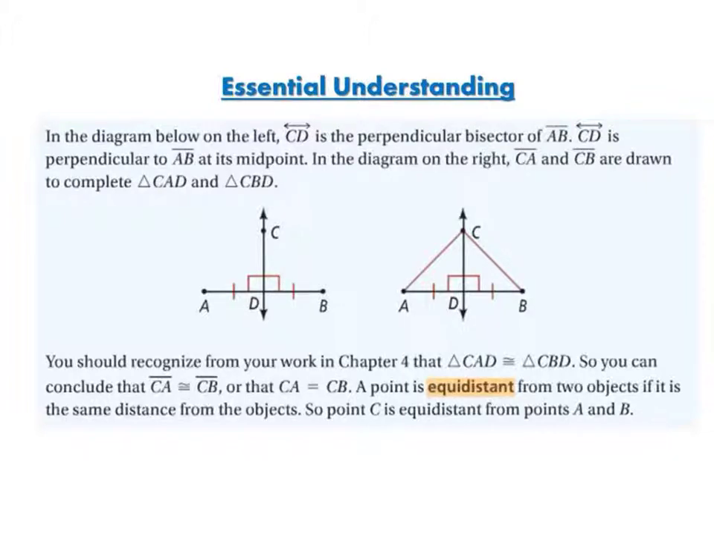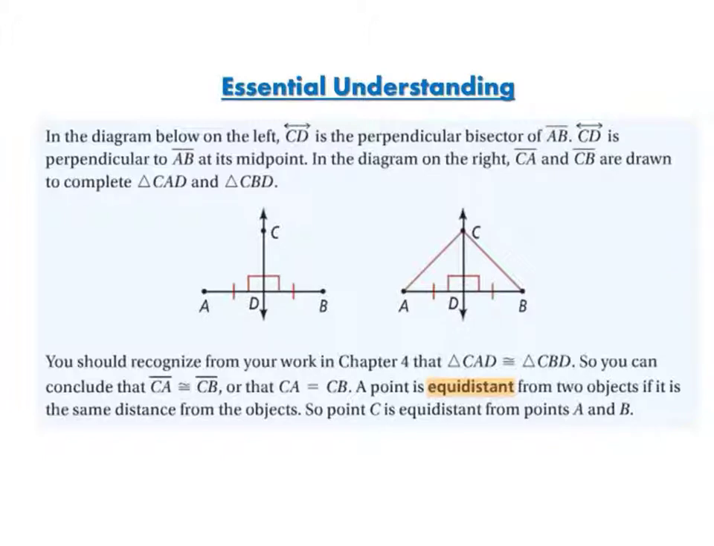In the diagram below on the left, line CD, right here, is the perpendicular bisector of line segment AB. A perpendicular bisector means it crosses the line at exactly right angles. So it gives us two right angles, which equals 180, and it cuts the line directly in half, which makes line segment AD congruent to line segment DB.